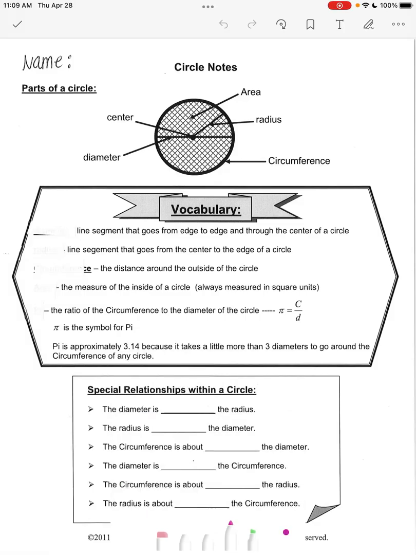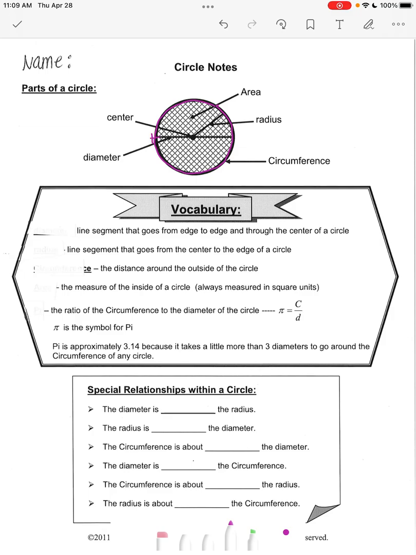Alright, so today we are going to start circles. So if we look at this diagram at the top of parts of a circle, you can clearly see what I am tracing in purple. Okay, so the important parts of a circle.